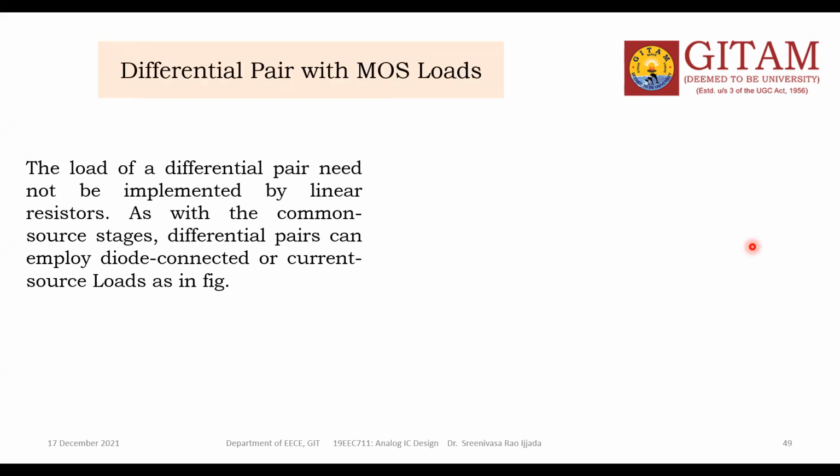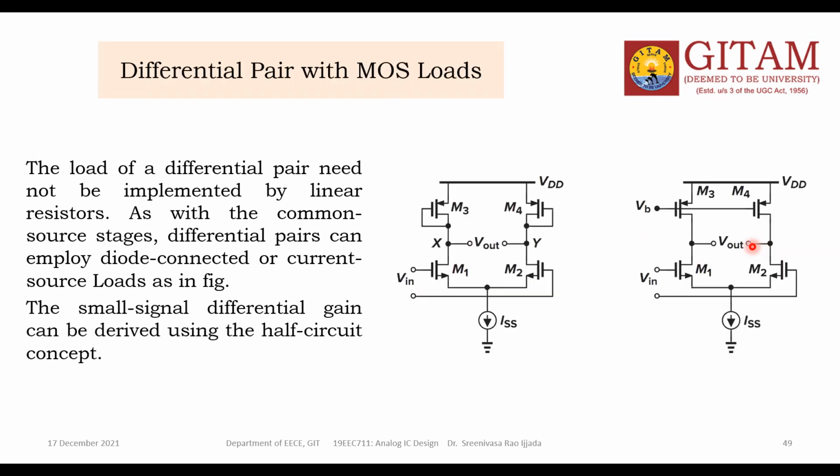Next, differential pairs with MOS loads. Earlier the loads were resistors. Now we need to convert them into MOS devices, MOS transistors. This is one type of arrangement, and this is another type of arrangement. This arrangement is called diode-connected loads. This arrangement is called the current source loads.